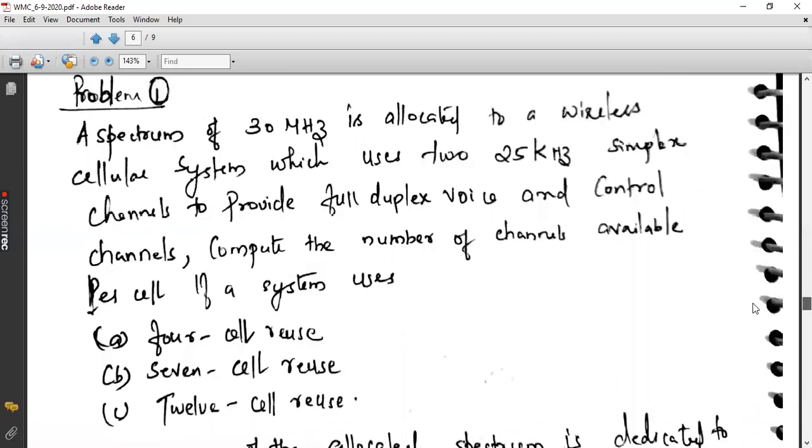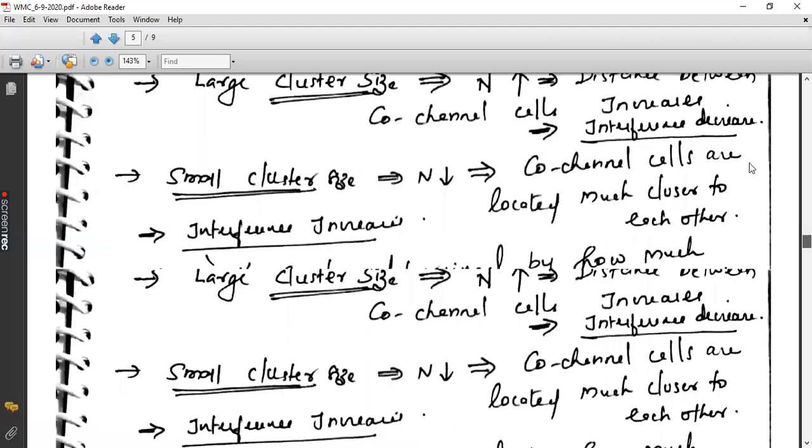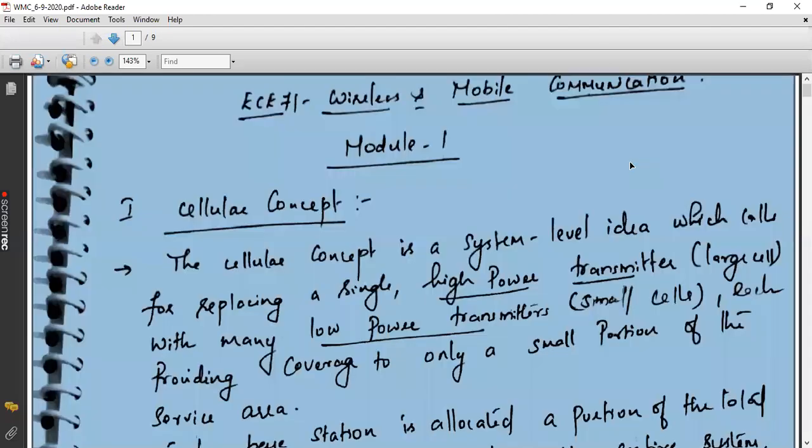That is shown in this PDF. You can refer to it later, and accordingly you have to attempt the quiz.